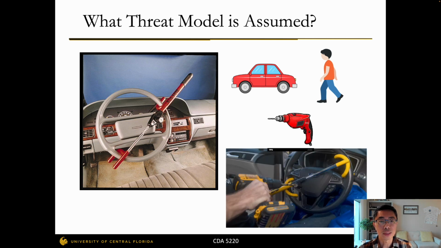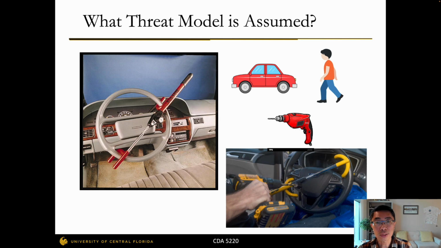But it turns out that if the threat model is wrong, let's say the attacker instead has a power drill, that attacker can just come into the car, drill a hole where the key is, and then remove the steering wheel lock. So in this case, getting the threat model correct is important for the security of the car. If the assumption is not correct, then the protection may not be as strong as imagined.